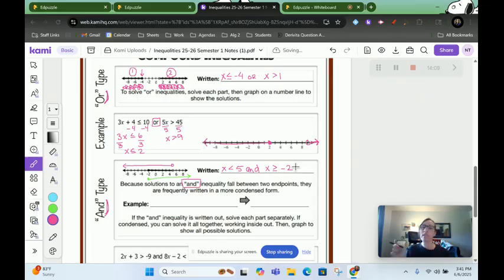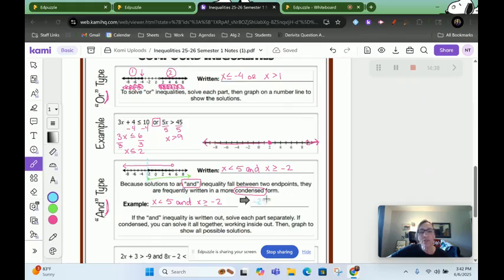Okay, so you can write them like that, or you can actually condense them. Okay, so I can take my two separate ones like this, and I can write them as one single inequality. And the way I would do that is I'm going to start right here. Let's see. Let me pick a different color. I'm going to start right here at that -2.